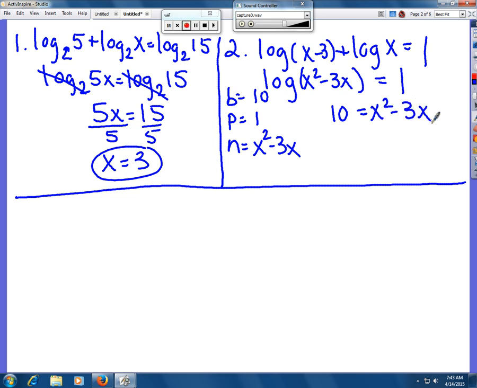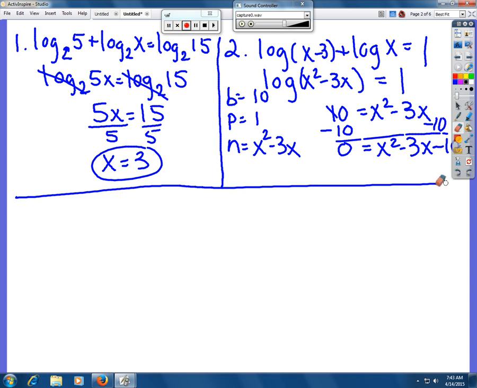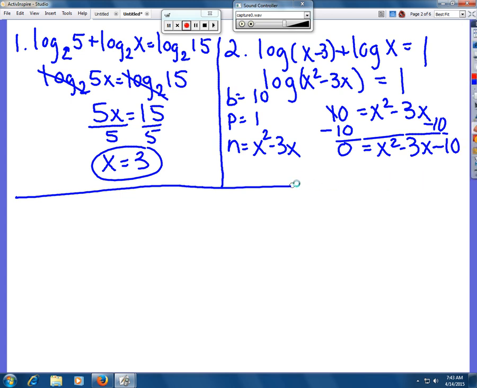Now, this isn't a linear, this is a quadratic because it's a power of 2, degree of 2. So I have to get a 0 on one side. So that means I have to subtract the 10. And I have 0 equals x squared minus 3x minus 10. I'm going to run out of room here, so I'm going to erase a part of this line here. And I'm going to use the big X because I think I can factor that.